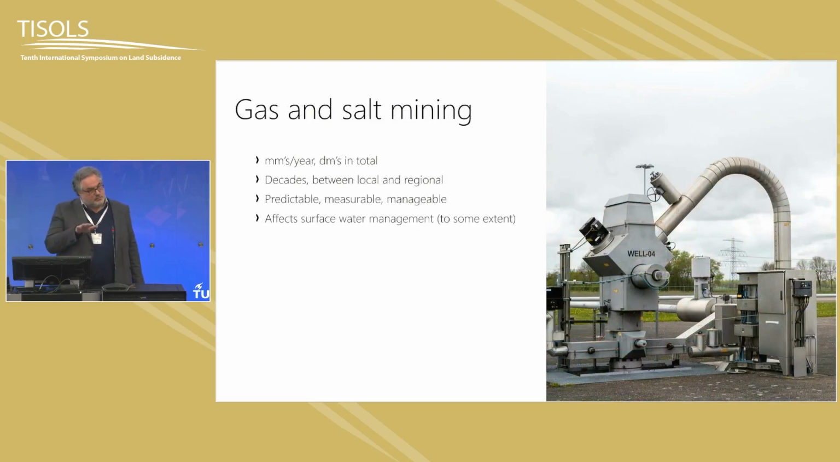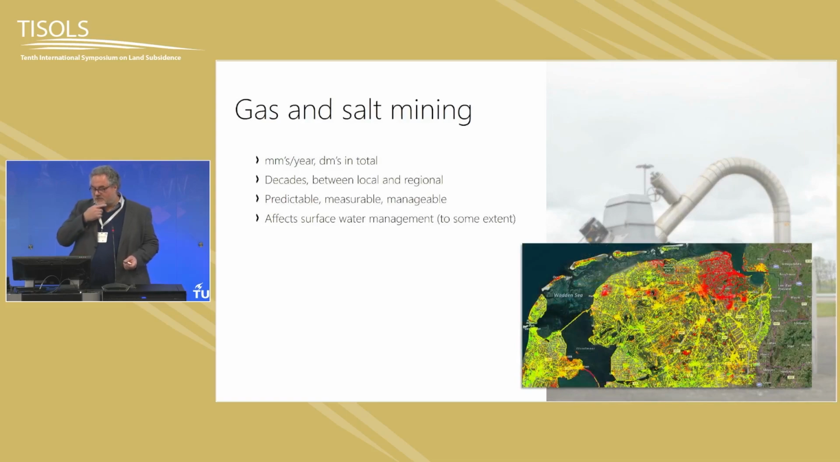So then, in the present situation in the Netherlands, we have gas and salt mining causing subsidence. Typically in the millimeters per year range, the same sort of rates that are produced by water management. Decimeters rather than meters in total, because we are not mining for centuries, we are mining for decades, and the scale varies between what I would call local and regional. It is possible to predict subsidence resulting from gas and salt mining, and to some extent it is monitored, obviously, and it affects surface water management to some extent.